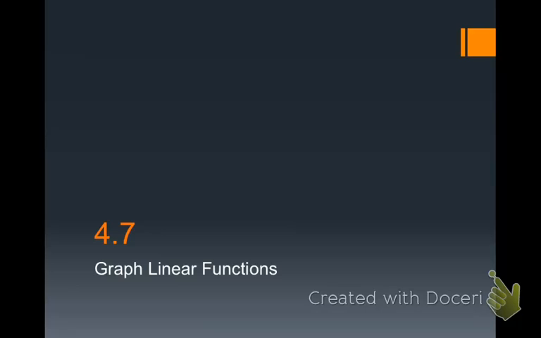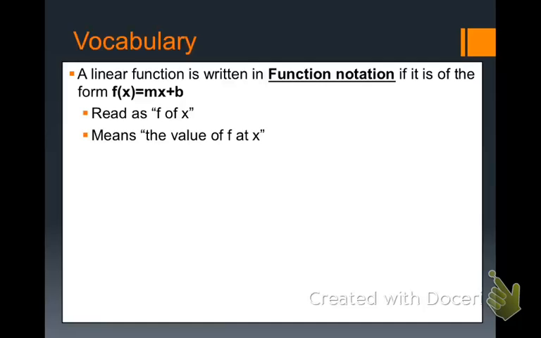This is section 4.7, graph linear functions. A linear function is written in function notation if it is of the form f of x equals mx plus b. And we read that as f of x, and what it means is the value of f at x.